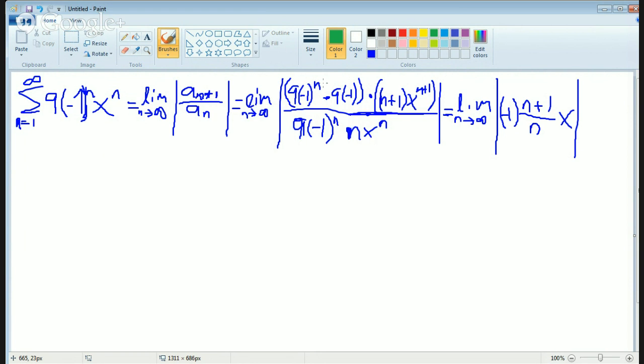So 9 times negative 1 to the power of n, I cross both of them out of here. Then, and also x to the power of n. And of course, since they're still plus 1, there should be x to the power of 1 over there. And there's still n plus 1 right there.